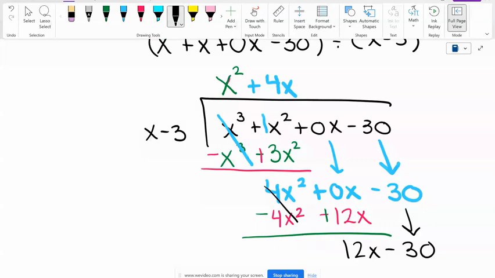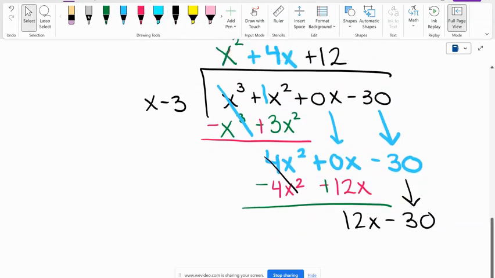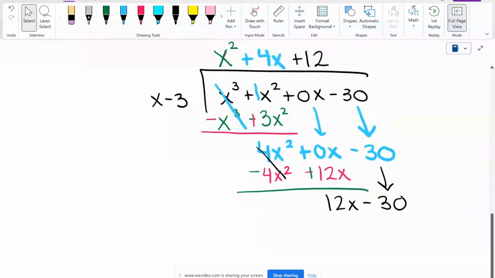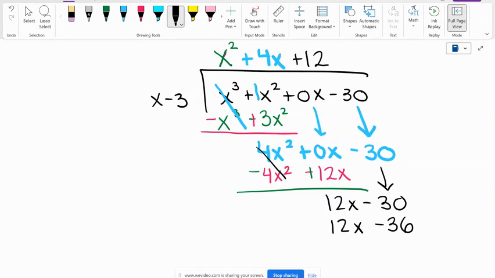All right, one more time. x times what will give us 12x? x times 12 will give us a 12x. So I'm going to write plus 12. And then now you distribute that 12 to the x minus 3. 12 times x is 12x. 12 times a negative 3 is a negative 36. Because we have to subtract, we have to change all the signs.